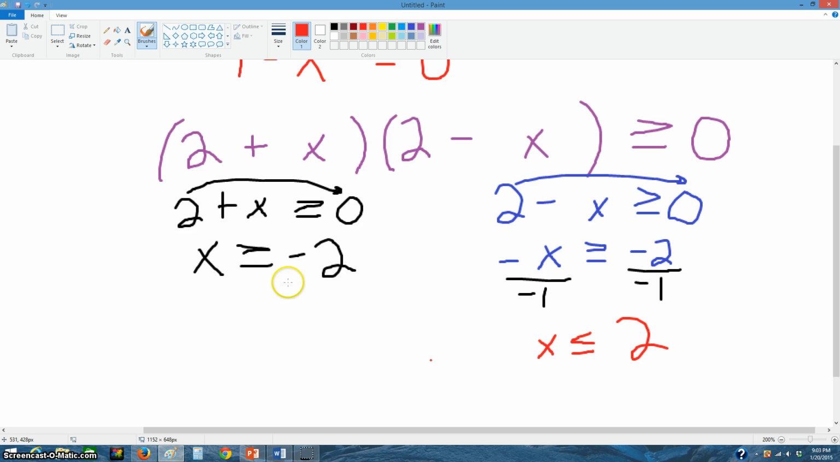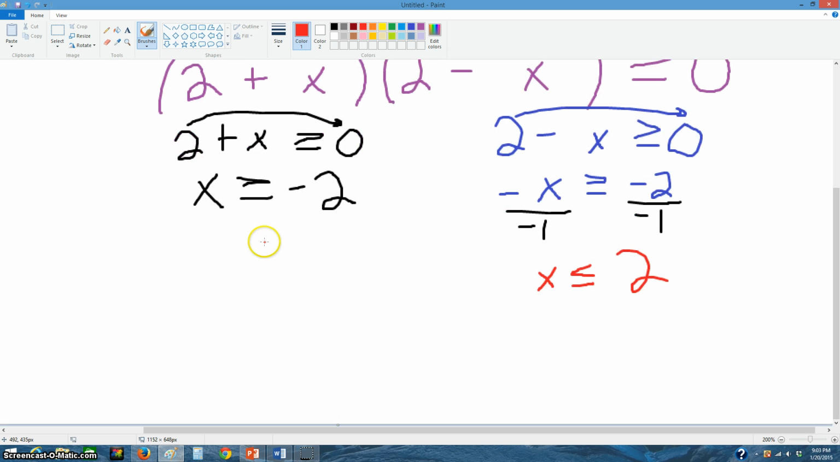Okay? So basically, your x values have to be greater than or equal to negative 2, but also less than or equal to positive 2. So there's different ways to express that. One way is in inequality form, so it's negative 2 is less than or equal to x, but x is also less than or equal to positive 2.